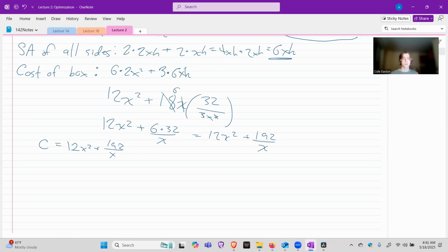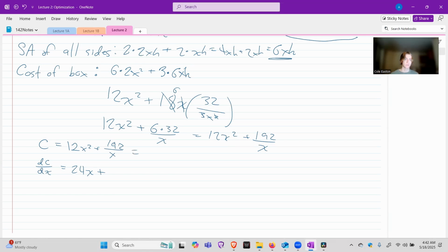And now we've got our cost written in terms of just one variable, which is exactly what we want because that allows us to take the derivative of our cost in order to figure out where it has a horizontal tangent, which would be the minimum or the maximum. But in this case, we're looking for the minimum. So let's set dc over dx.